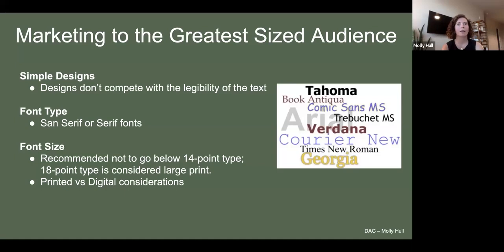Obviously, there are things to consider when you are doing printed versus digital. With digital, you have the ability sometimes to zoom in, but I wouldn't always rely on that, right? It's thinking universally. Having that extra step to zoom in is not necessarily the most accessible. So if you can create a design with a larger font size, do it.